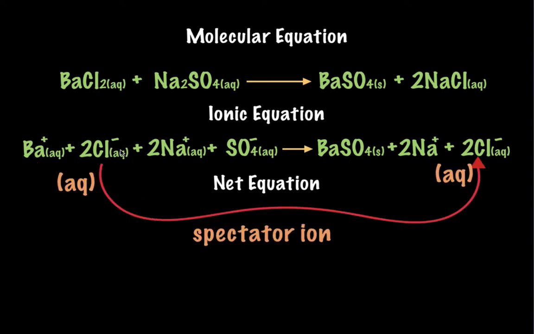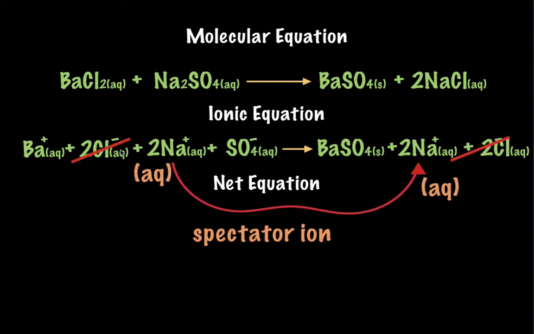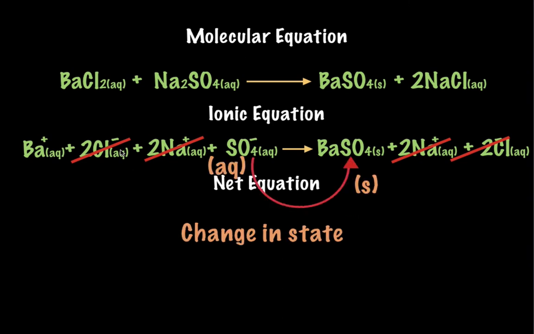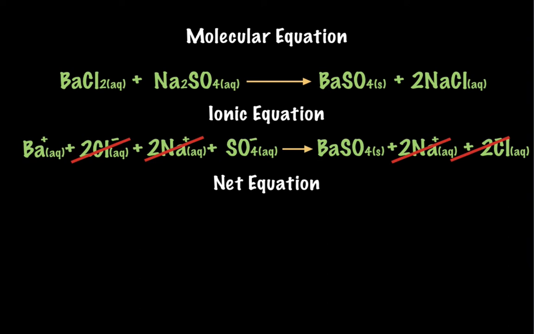Alright, now let's go down the line and look at chlorine. Chlorine goes from aqueous, and on the product side, it is still aqueous. So that means it's a spectator ion. It is not involved in this reaction. I can cross those out. Next down the line is sodium. Sodium on the reactant side is in an aqueous state. Sodium on the product side is in an aqueous state, so that is a spectator ion, not involved in the reaction. Sulfate. Sulfate on the reactant side is aqueous. On the product side, it is a solid. So I have a change in state, so that means it is part of the reaction.